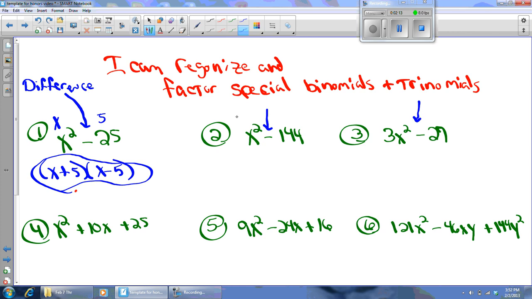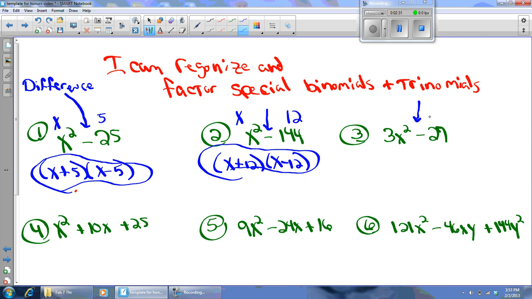All right, so we already know 2 is subtraction. X squared is a perfect square. The square root is x. 144 is a perfect square. 12 is the square root. Here's how it factors: the quantity x plus 12 times the quantity x minus 12. And there you go. You are done.